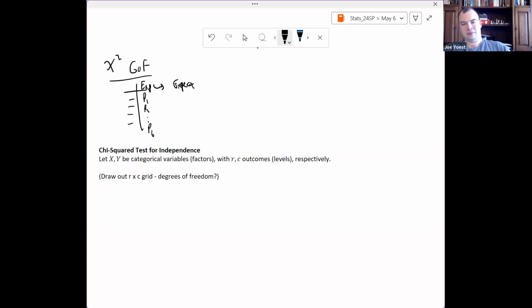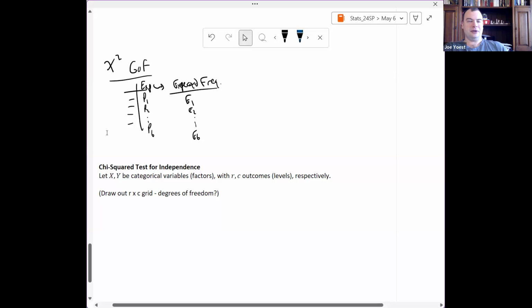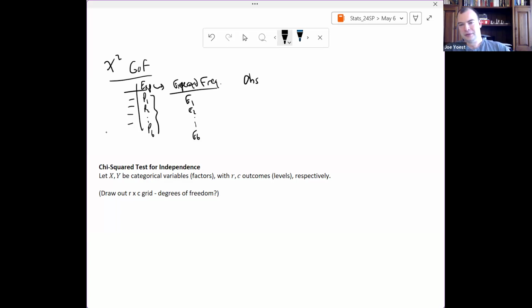This led to expected frequencies. So we had E1, E2, and so on through, say, E6. This was the number of die rolls. If we say roll a die 100 times, this would be the number of ones that we would expect and twos that we would expect and so on, if our hypothesized frequency distribution was correct. We had observed frequencies from the actual experiment. We actually rolled the die 100 times. We counted how many ones we got, how many twos we got.